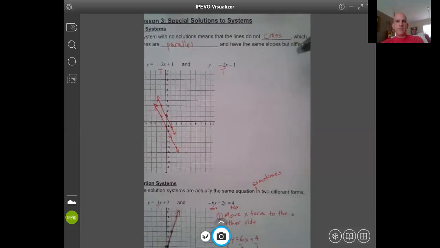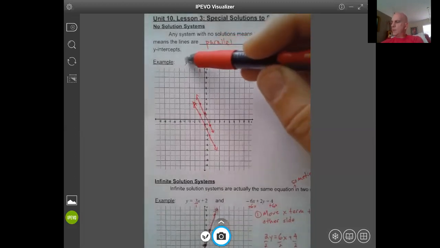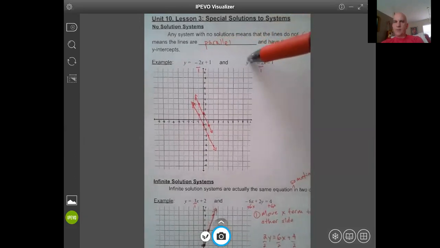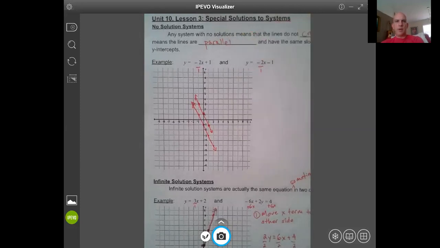Parallel lines have the same slopes but different y-intercepts. So if we look at these two equations in slope-intercept form, y equals mx plus b and y equals mx plus b, we have the same slopes but different intercepts. So these are going to be parallel lines.